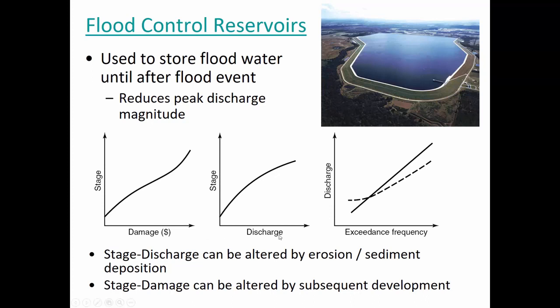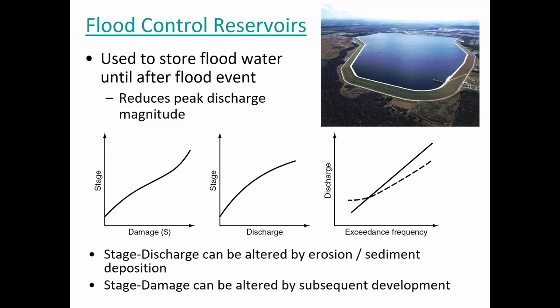The stage and discharge can be altered by erosion and sediment deposition. And like anytime you have a pond, it has to be maintained, because if you have turbid water that's suspending a lot of sediment, because the water is moving, it can keep particles suspended. But when the water slows down, like inside of a reservoir, then the particles will settle down.